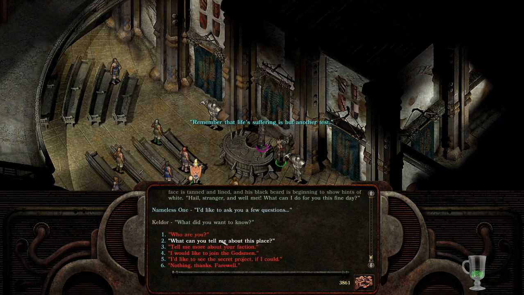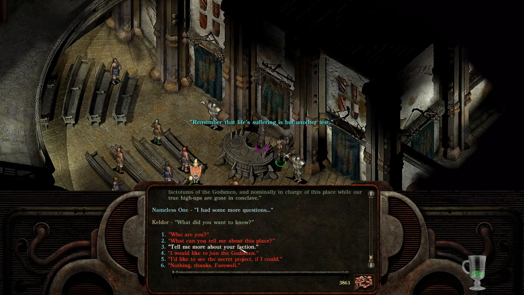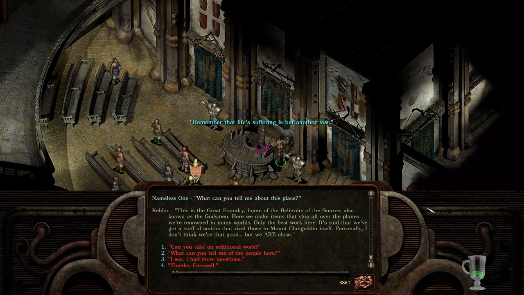I'd like to ask you a few questions. What can you tell me about this place? Who are you? He smiles broadly. My friend, I am Keldor of Dorian, one of the factotums of the godsmen and nominally in charge of this place while our true high-ups are gone in conclave.